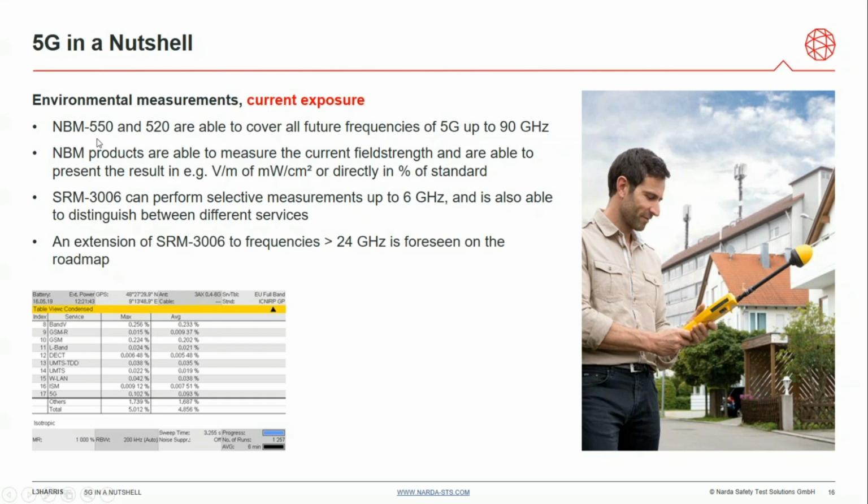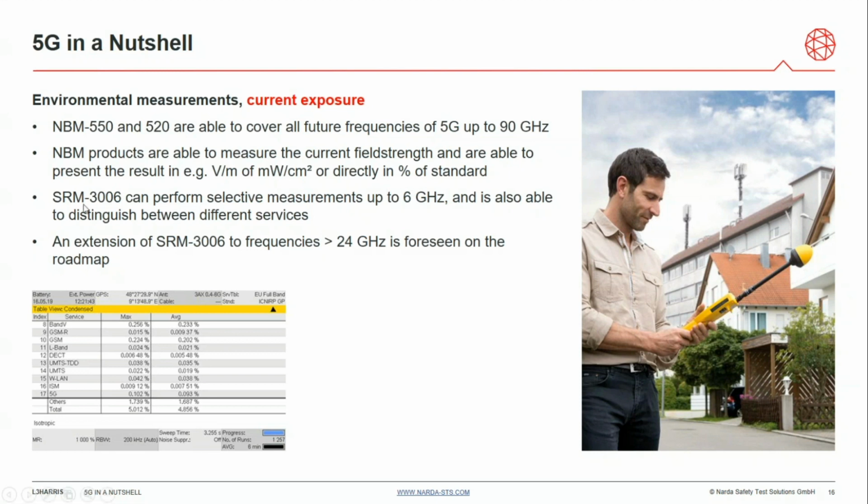The NBM broadband test equipment is available, which you see here in the picture on the right-hand side. The latest probes cover signals up to 90 gigahertz, so nearly all of the 5G implementations you can think of are included. The Narda broadband meter measures the current field strength and presents the results either in volts per meter, milliwatts per square centimeter, or directly in percentage of the standard limit curves.